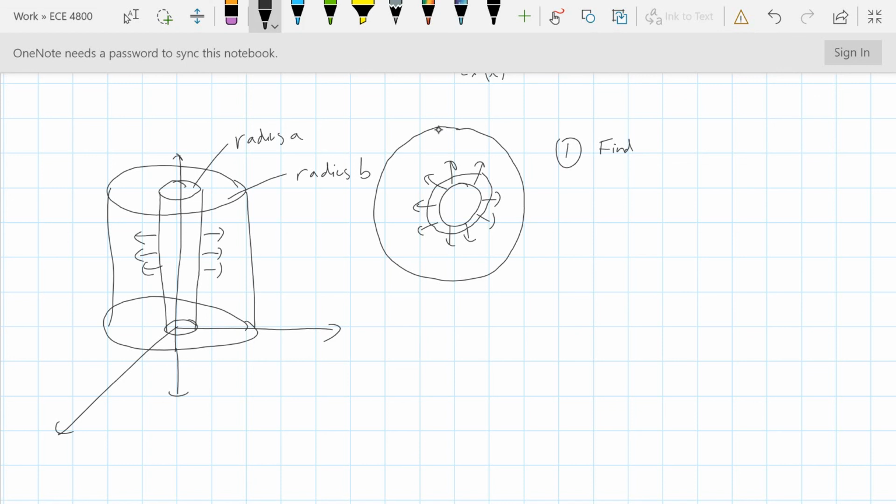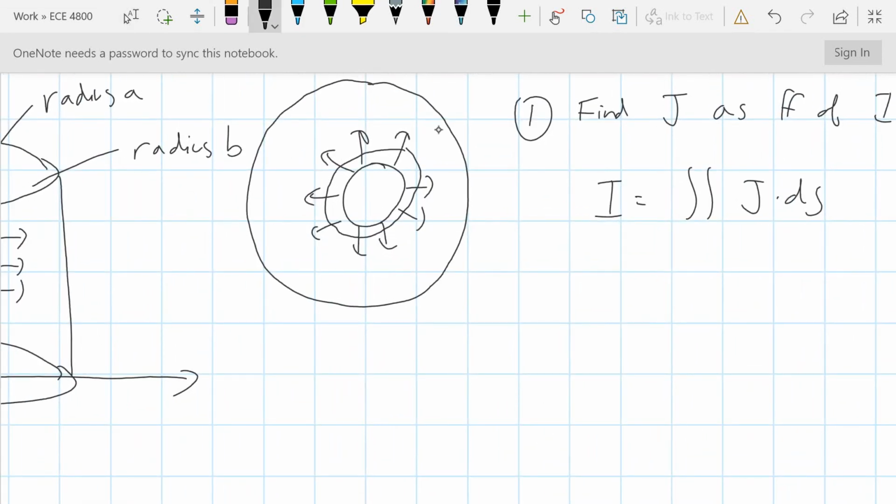Find J as a function of I. This is a key step. So I is equal to the double integral of J dot dS. All right, now everyone, I want everyone to look at this. These are your J vectors, okay? And your surface is a cylinder.